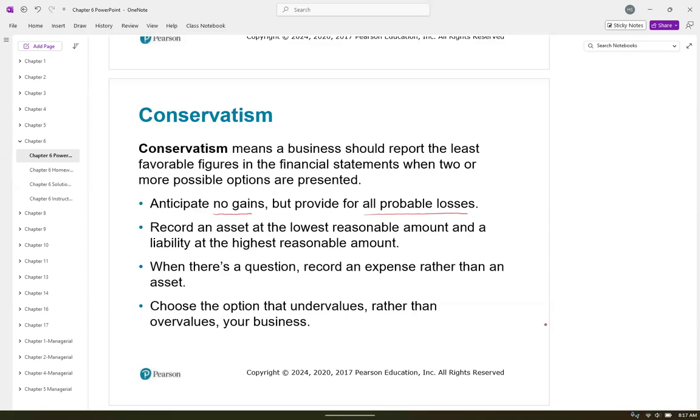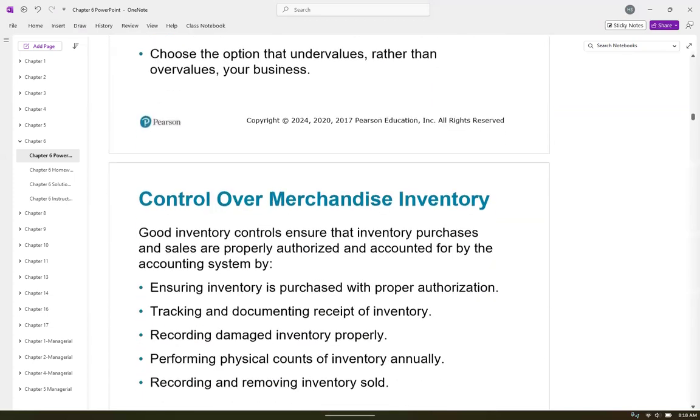Okay. That's conservatism. Okay. Because it's much easier to come back and say, oh, we miscalculated, or we didn't anticipate this much gain, and here we go, things are going to be better. Okay. Record an asset at the very lowest reasonable amount, not the highest, or a liability at the highest. Okay. When there's a question, record an expense rather than an asset. Okay, so in this option, it undervalues rather than overvalues the business. Okay.